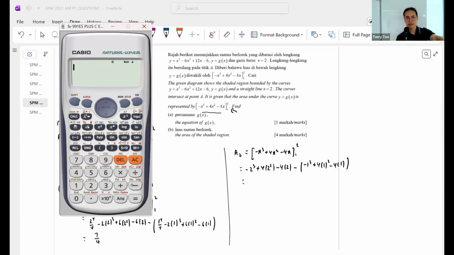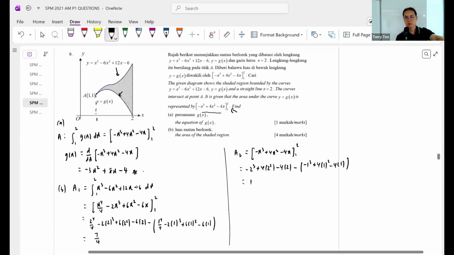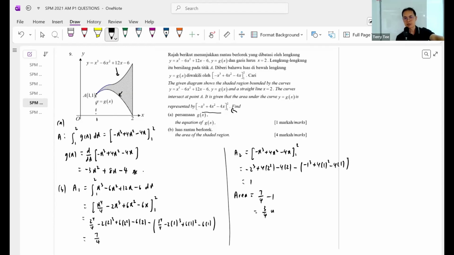We'll take negative 8, 16 here, minus 8, minus negative 1, plus 4, and then minus 4. Answer is 1. So what is your area of shaded? 7 over 4 minus 1. Answer is 3 over 4. Okay.